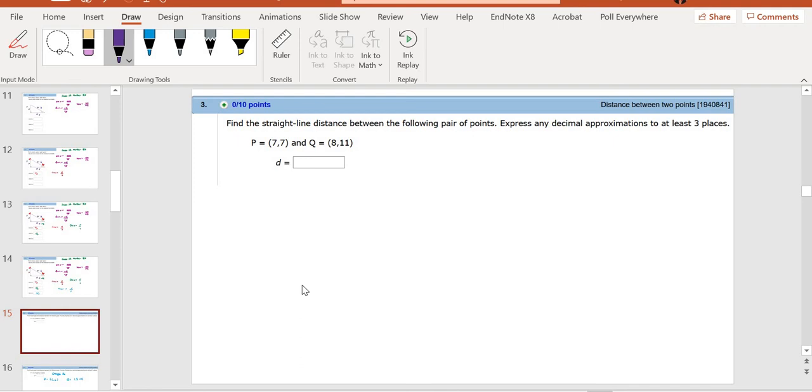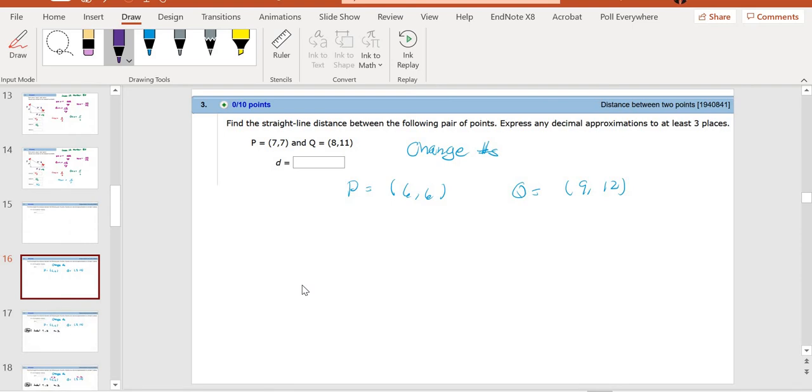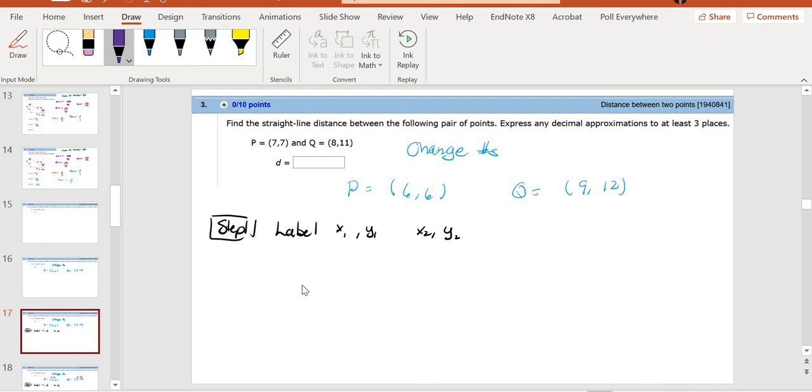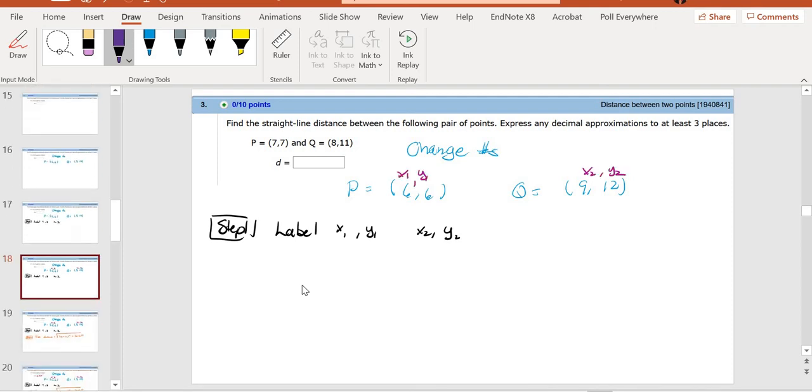Last one of the FCE type questions. How do you find the straight line distance between a pair of points? First, I'm going to change the numbers again to protect the innocent. You first label the P and the Q, x1, y1, x2, y2. So I labeled them. See, this is my x1, this is my y1, this is my x2, and this is my y2.